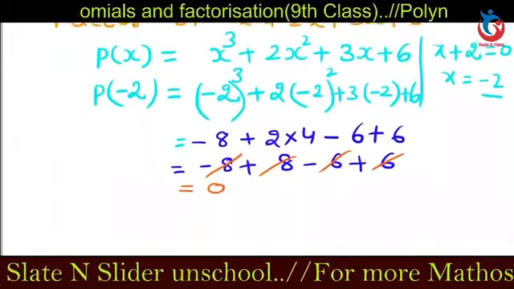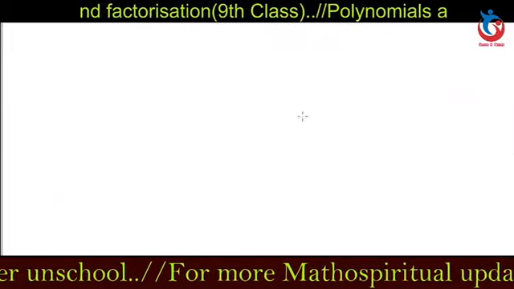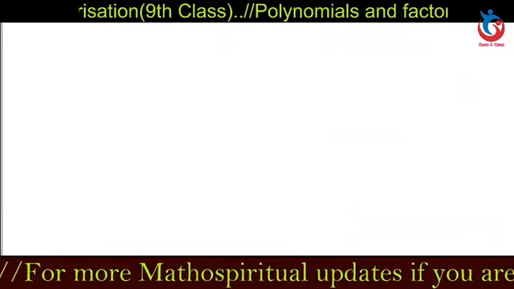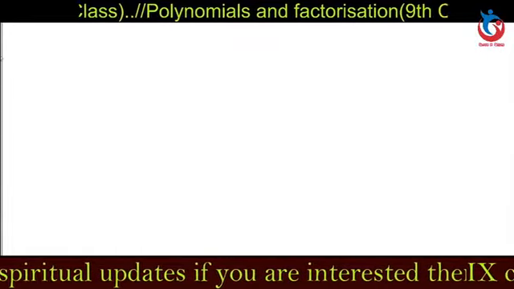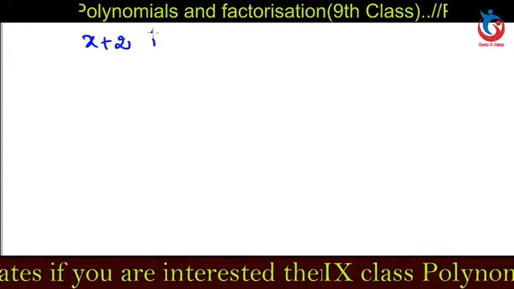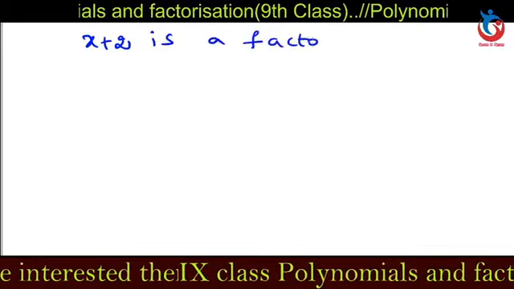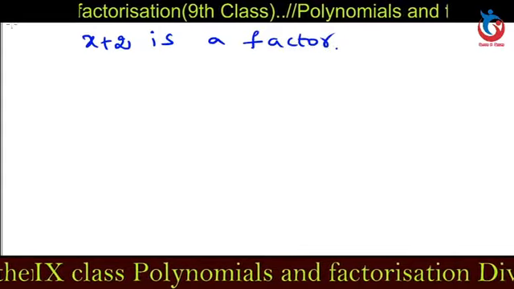Actually what is 0? 0 is a remainder. So if you get the remainder 0, then the divisor will be the factor. What is the divisor here? We have divided p of x with x plus 2. So x plus 2 is the divisor. Sorry, x plus 2 is the factor. So we can write that x plus 2 is a factor, like this. And we will take one more example.